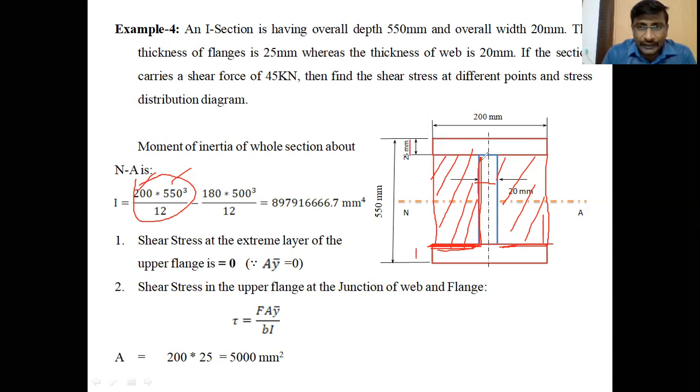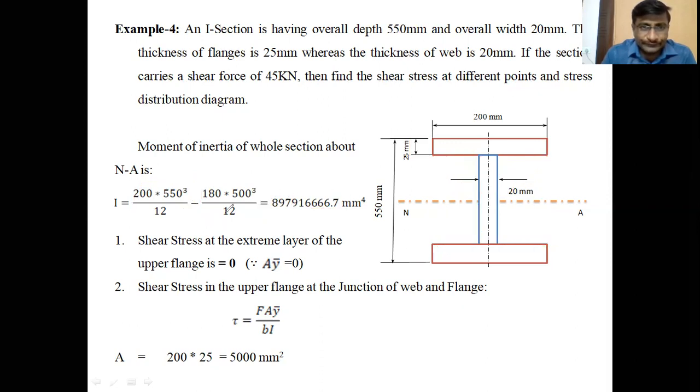So 90 into 500 cubed by 12 plus 90 into 500 cubed by 12, total 180 into 500 cubed by 12. That much moment of inertia we should subtract from the overall rectangle moment of inertia. So I equals 200 into 550 cubed by 12 minus 180 into 500 cubed by 12. Then we get the moment of inertia of the I section after subtracting the two rectangles, 897916666.7 millimeter power 4. This is the moment of inertia value in terms of millimeter power 4.